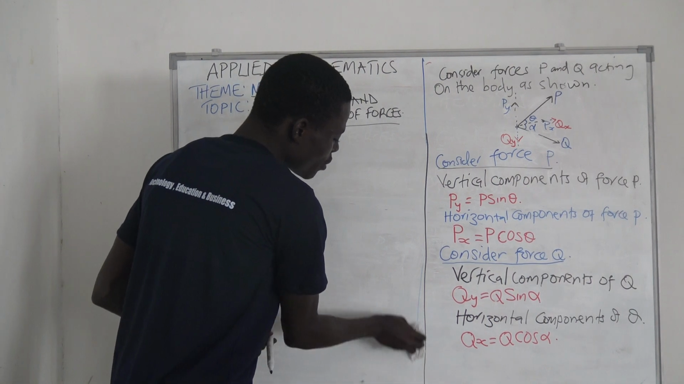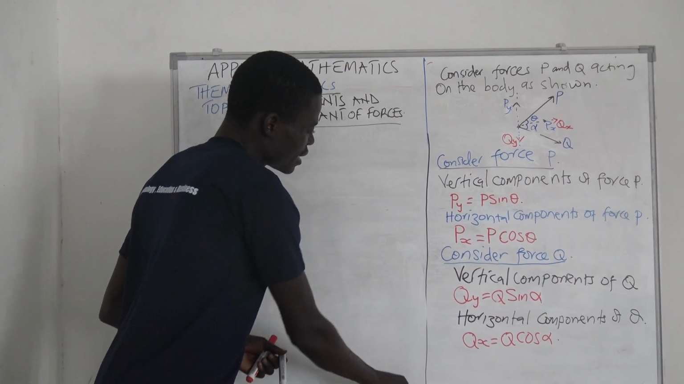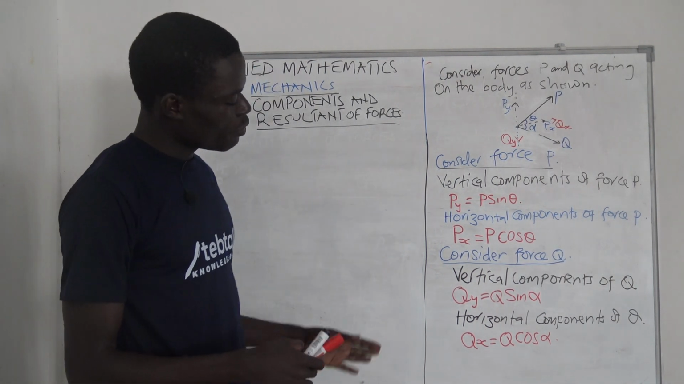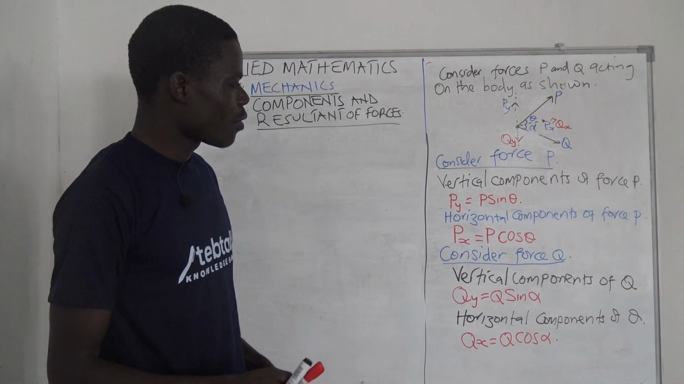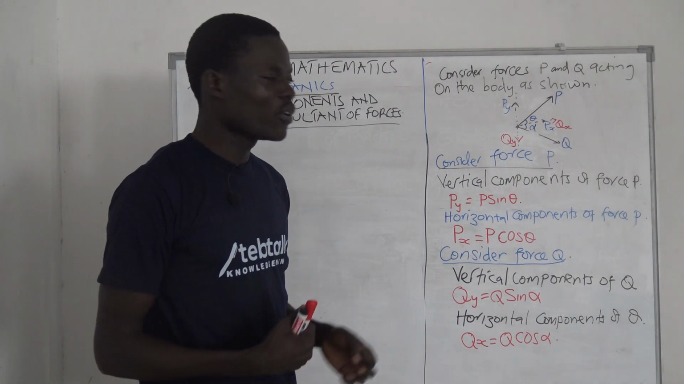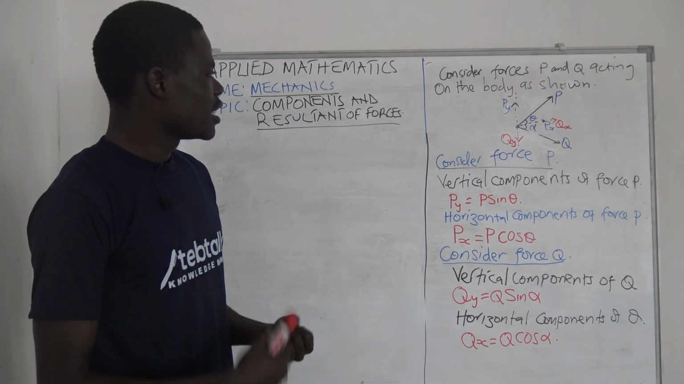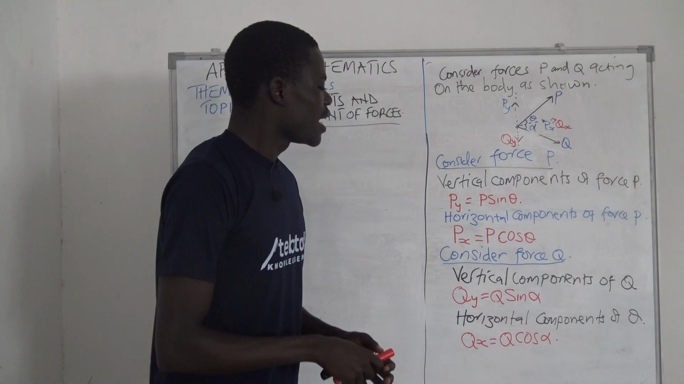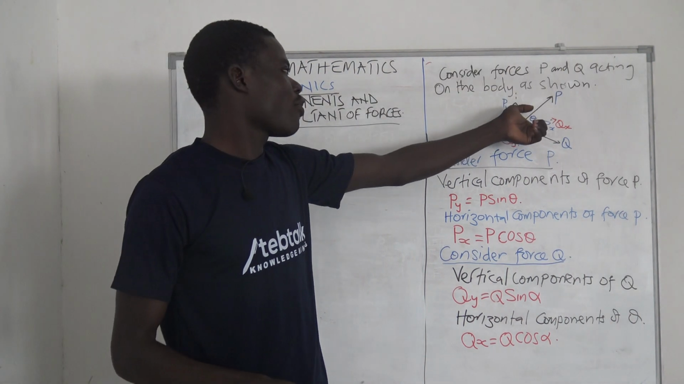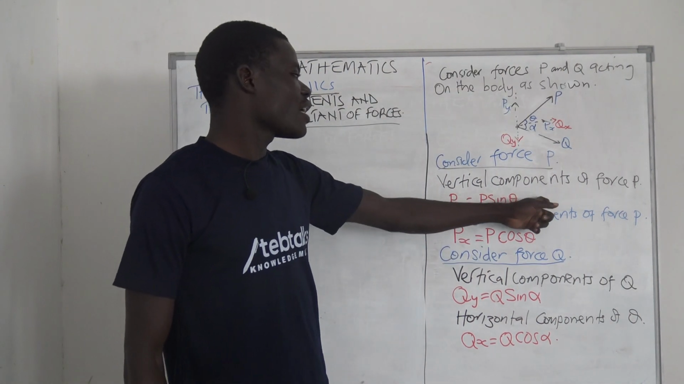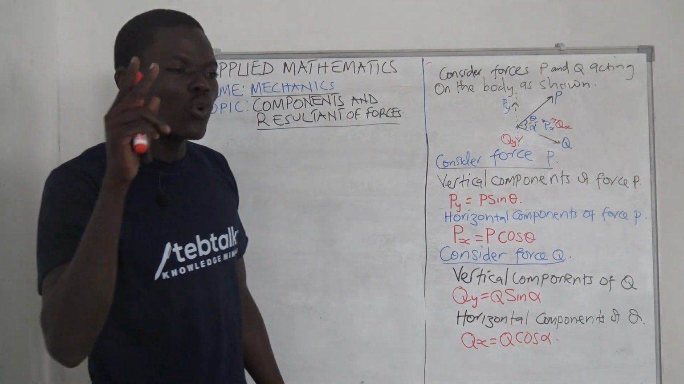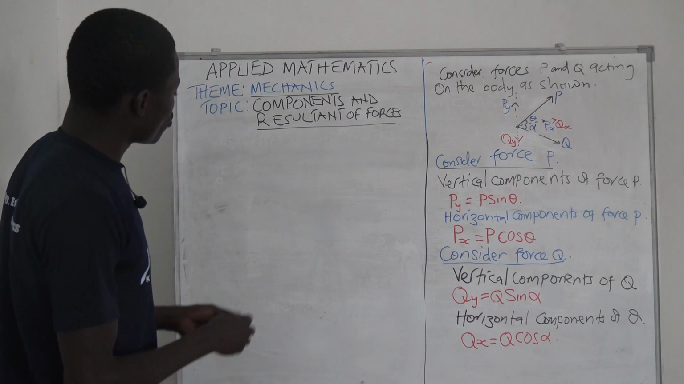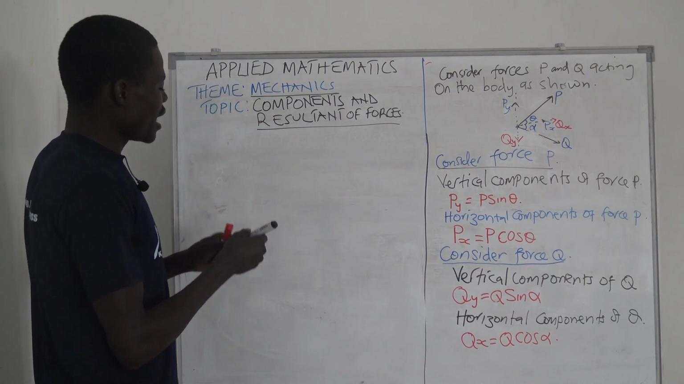In today's lesson, from the previous derivation, we have finished deriving the components of forces P and Q, but we have not yet finished resolving those forces. We are supposed to get the components and then resolve those components. If this was the original force acting, after getting the vertical and horizontal components we have a different setup, so we are supposed to redraw our diagram.